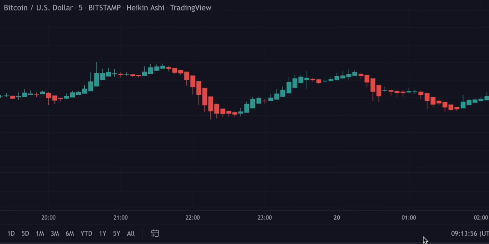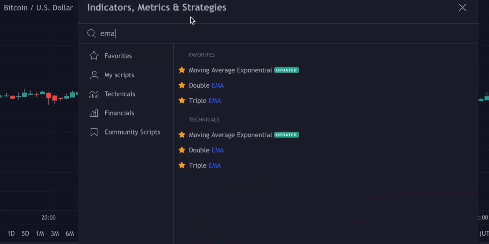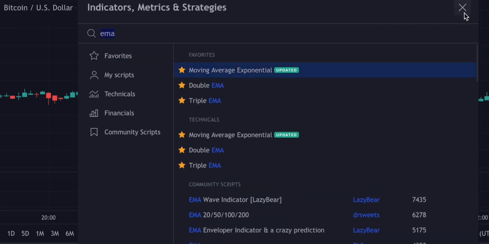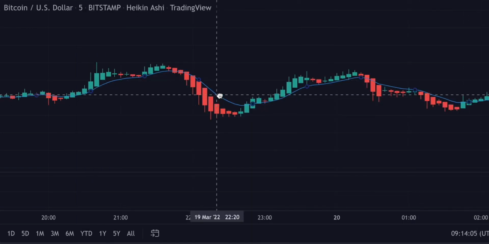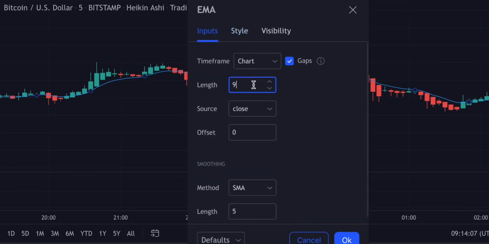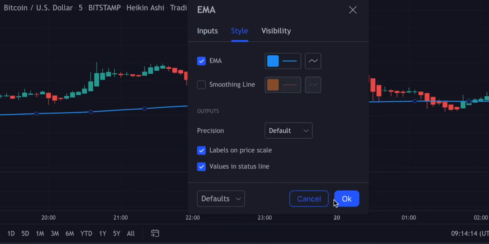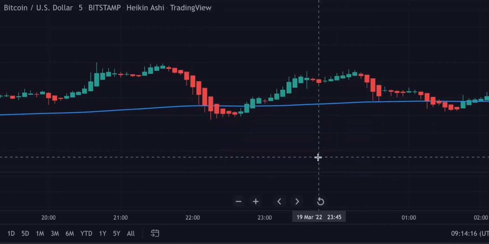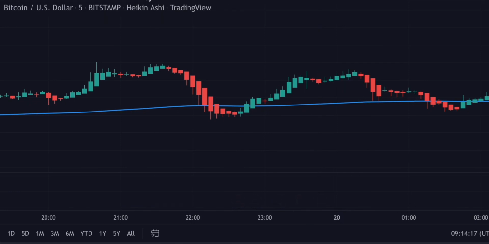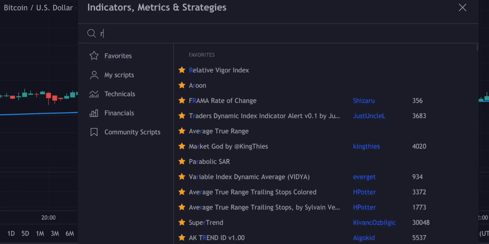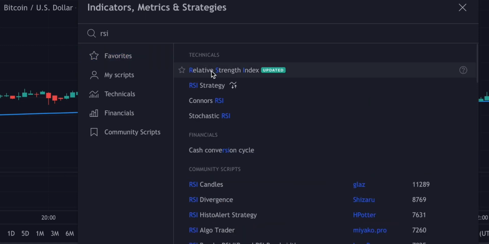Okay, so for our first indicator, we're going to use an exponential moving average, EMA. And we're going to change the length from 9 to 200. We're also going to make it more visible. And there we go. For our next indicator, we're going to use an RSI indicator, Relative Strength Index.